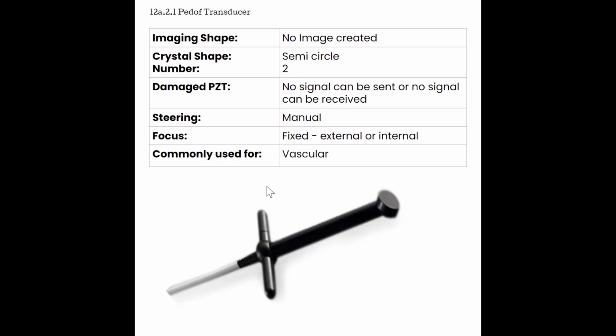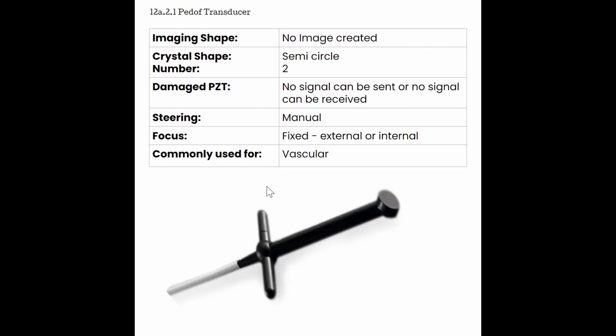So the first transducer is called a Pedof transducer. Now this is also known as a blind Doppler transducer. These are continuous wave transducers dedicated to making continuous wave ultrasound. So these types of transducers do not create images. On the front of the transducer, there are going to be two crystals. They usually take on a semicircle shape. If either of those two crystals become damaged, then the transducer is no longer going to work because it either can no longer transmit a signal or it can no longer receive a signal.